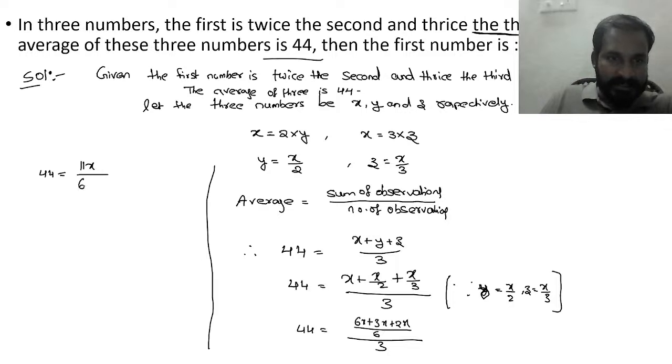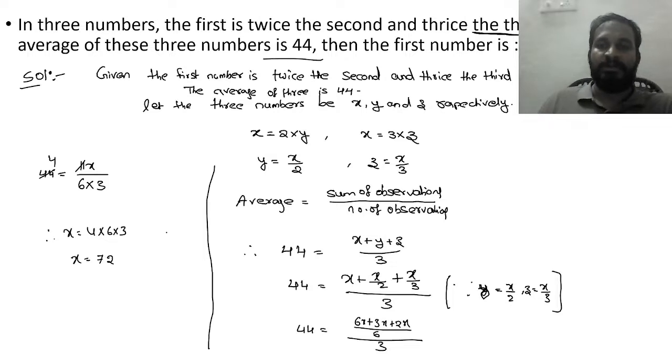11x by 6 into 3. Right? So 11 ones, 11 fours. Therefore, x is equal to 4 into 6 into 3. X is equal to what? 72. X is equal to 72.